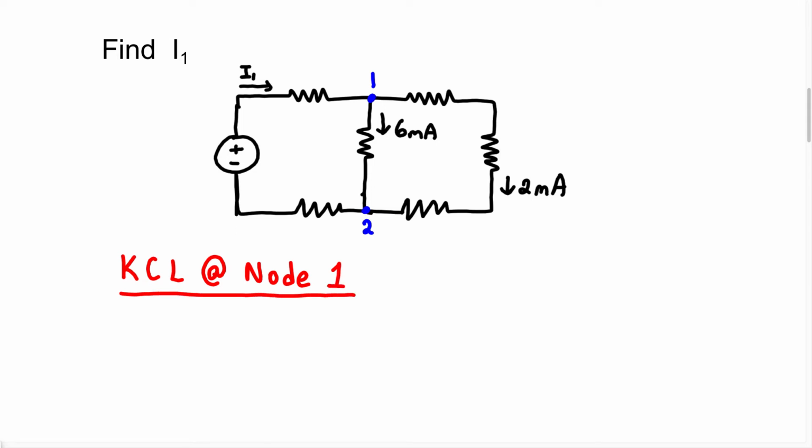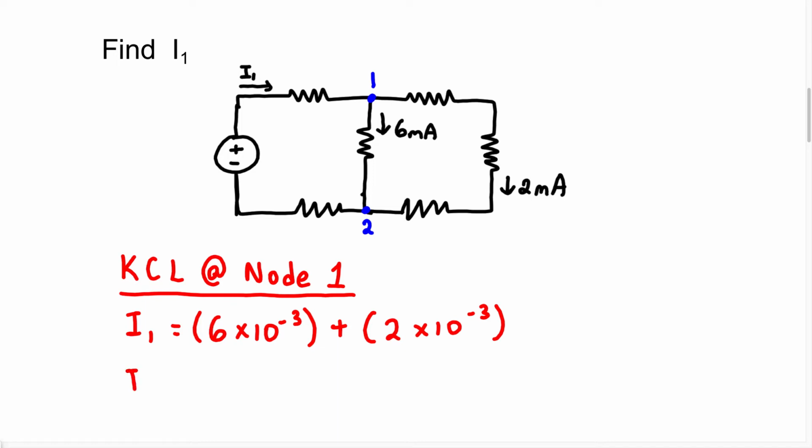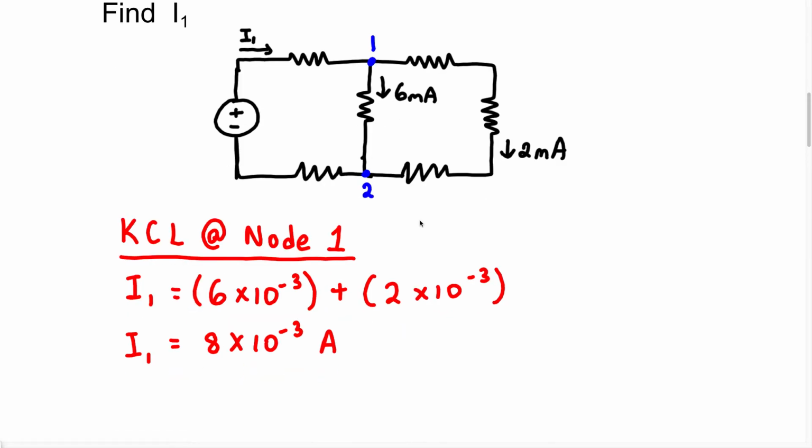So we should always remember what the definition of KCL is. Kirchhoff's Current Law says the total current entering a node equals the total current leaving a node. So the total current entering node 1 is just going to be this current, which is going to be I1. So we have I1 equals the total current leaving this node, which is going to be 6 milliamps. So we can write this as 6 times 10 to the minus 3 plus we have the current in this branch, which is going to be 2 milliamps, 2 times 10 to the minus 3. And when we solve for this, we're going to get I1 equals 8 times 10 to the minus 3 amps, or you can just write it as I1 equals 8 milliamps. So this is going to be the answer for this problem.